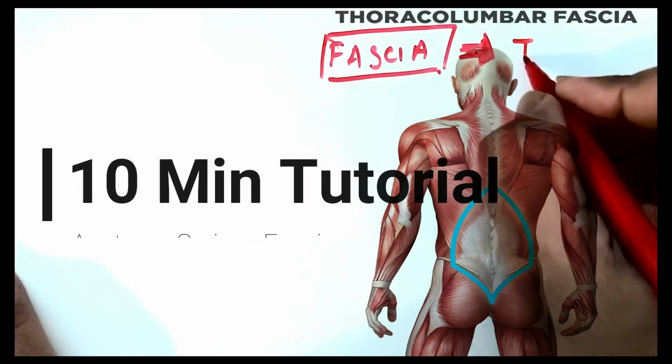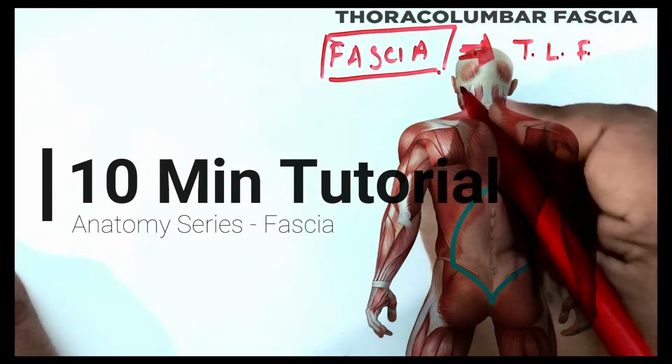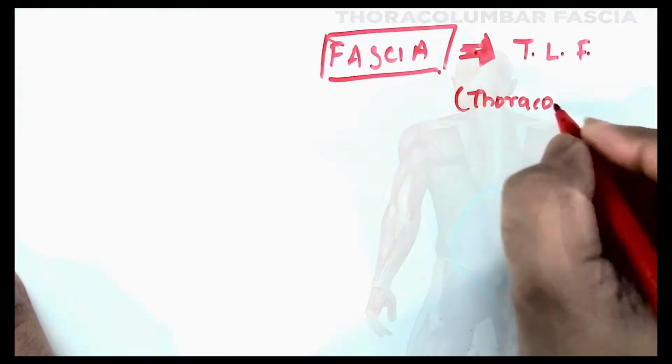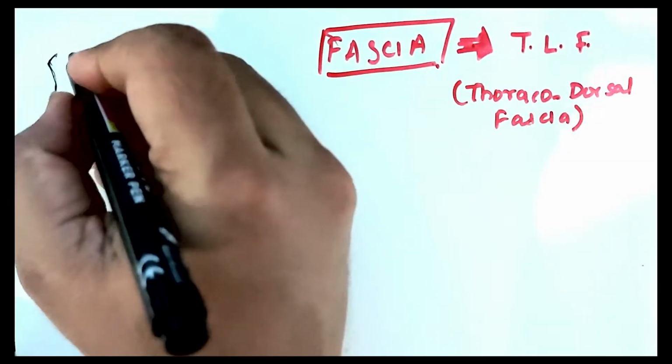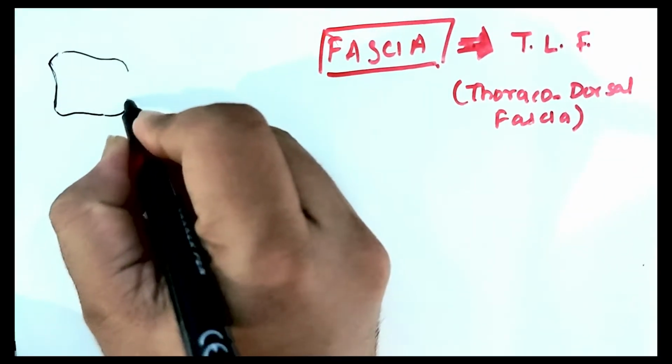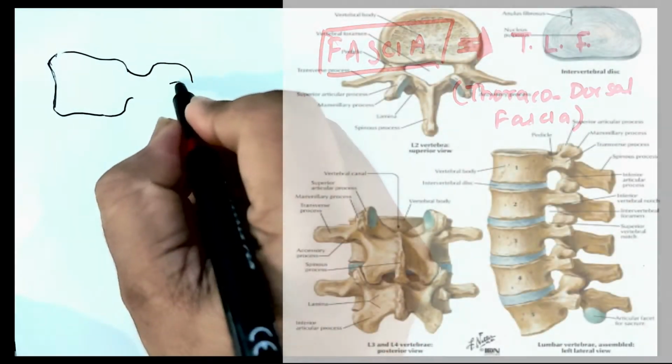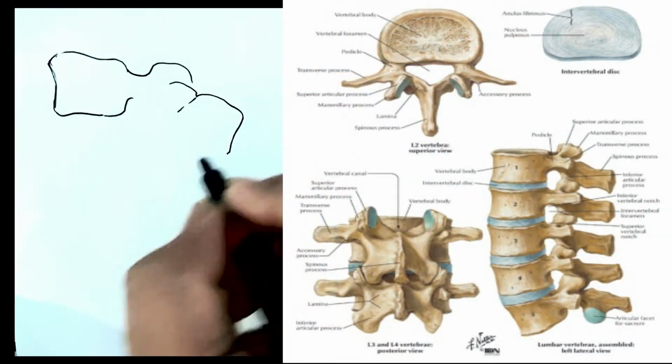In the 10 minutes tutorial series, today we'll be discussing the thoraco-dorsal fascia, also known as the thoraco-lumbar fascia. To understand it better, let us first understand the anatomy of the lumbar vertebrae.